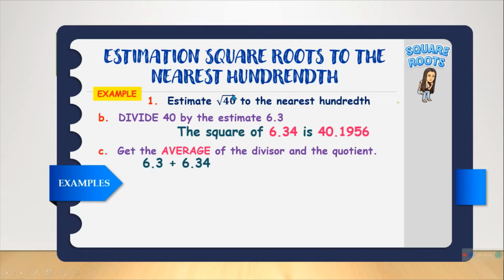Yun yung hinahanapan natin ng square root. And then, ito yung nakuha natin, 6.34. So, gagawin natin, i-add natin yung 6.3 sa 6.34. Then, divide natin by 2 kasi dalawa sila. So, ang sagot, 12.64 over 2. Pag dinivide mo yan, ang sagot, 6.32.